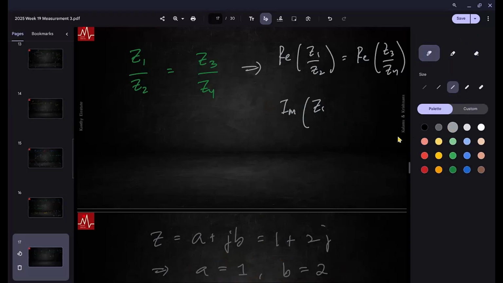So the imaginary part of Z1 by Z2 equals the imaginary part of Z3 by Z4. Let me also show an example. You could also look at it in phase amplitude form. This is the preferred one.